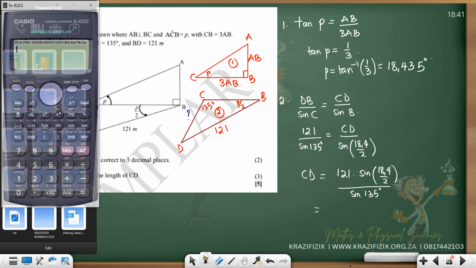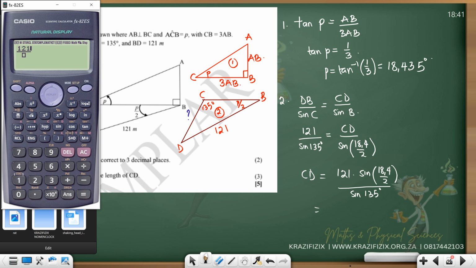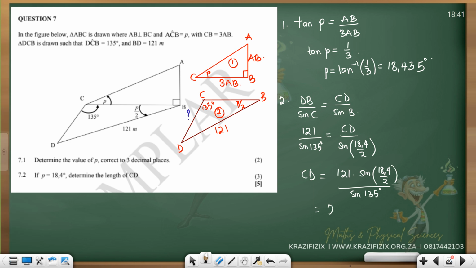Calculator quickly. 121 sine what? What am I doing? 18.4 over 2. We close the bracket. Sine 135. 27,36. And that's the answer you guys gave me. Well done. 27,36 meters.